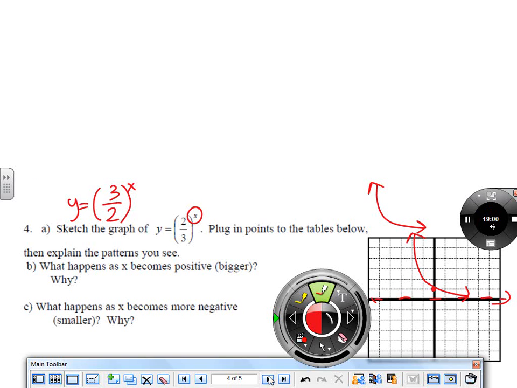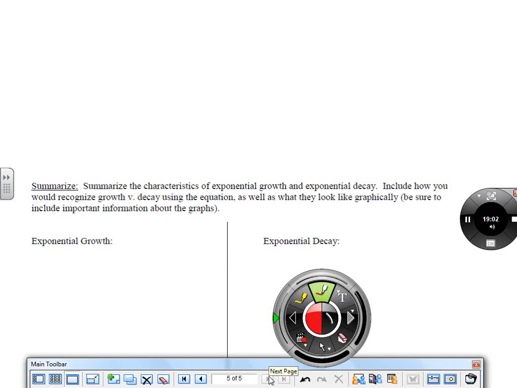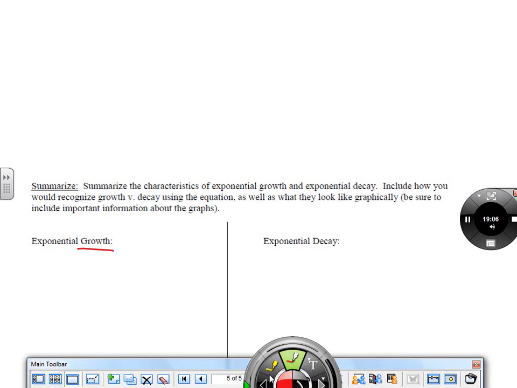Okay? So we want to summarize that right now on our paper. We want to make sure we're familiar with the fact these are called exponential functions, and they fall into these 2 categories of exponential growth versus exponential decay. So growth, like you guys saw, it had that point at 0, 1. It had that asymptote. Decay had those same things. So those are kind of the unchanging things in an exponential function.